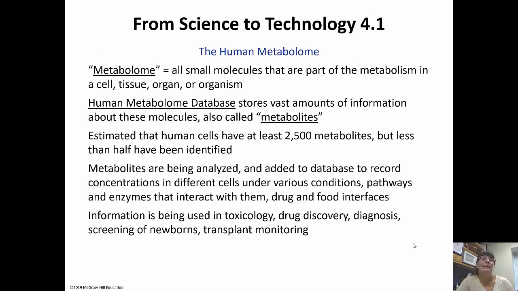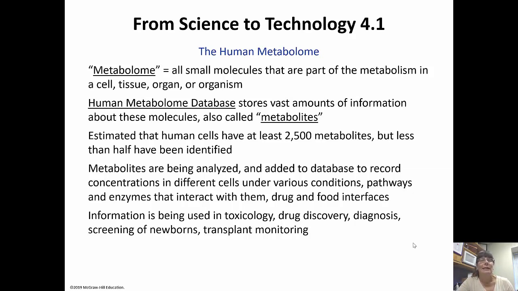Metabolism is all small molecules that are part of the metabolism in a cell, tissue, organ, or organism. So a human metabolome database stores vast amounts of information about all of these molecules, which we call metabolites. It's estimated that human cells have at least 2,500 of these metabolites, but we have not really identified even half of them. So they hypothesize that there are 2,500, but we're not sure what they are exactly.